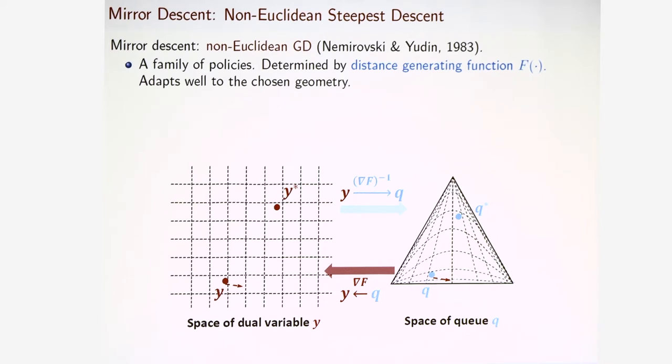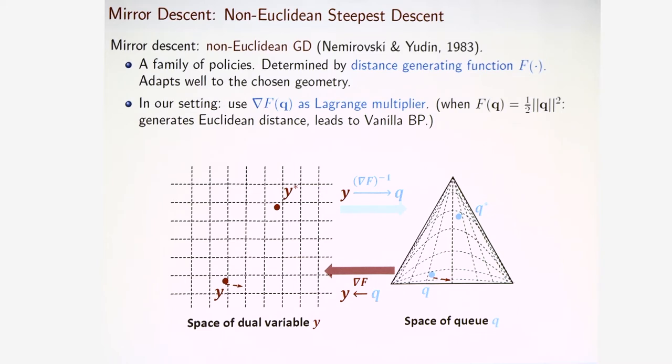Because this algorithm maps back and forth between the space of dual variables and the state space of queue lengths, it's called mirror descent. That's where the name comes from originally. And in our setting, to make the policy work, we use this mapping determined by the distance generating function f, the mapping of q as the Lagrange multiplier. If you choose this distance generating function as a quadratic function, then this mapping is an identity map, and you recover the vanilla backpressure. But if you choose other more interesting distance generating functions that fit the geometry of the state space of q's, you get a mirror backpressure policy.